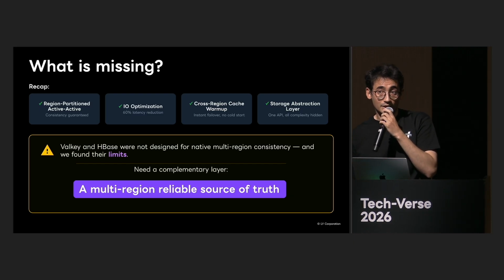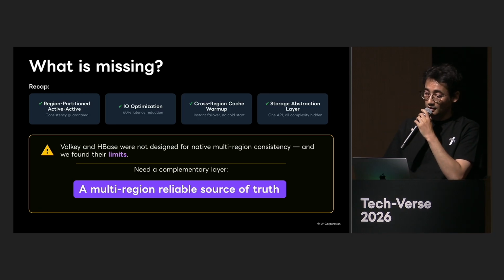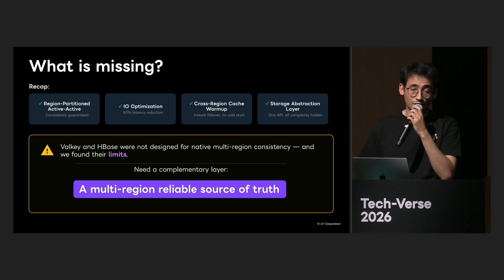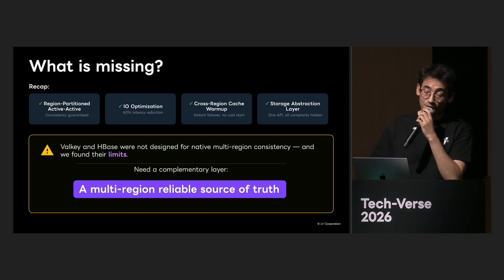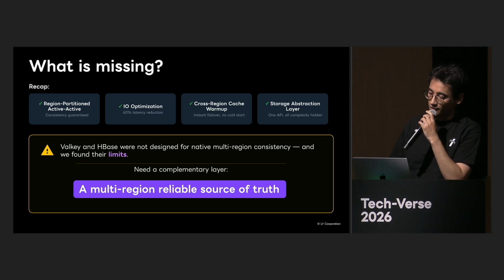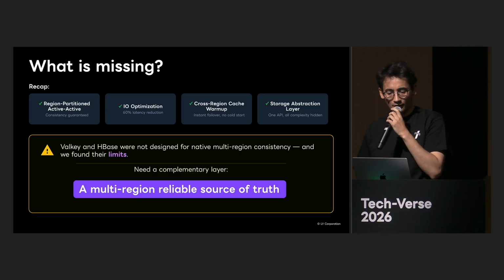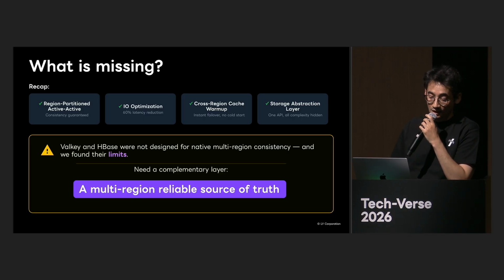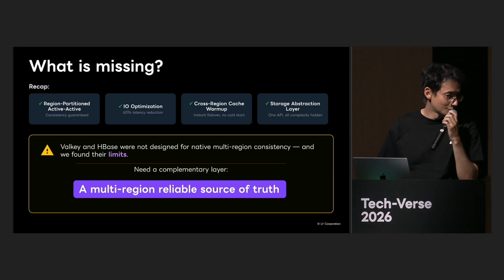But when operating bulky and ACE-based across regions, we found that they have some limitations. They were not designed for native multi-region data consistency. So, to be clear, we are not replacing them. They are amazing tools and will stay with us for a long time. But we need a complementary layer, a distributed source of truth designed for multi-region data consistency. And that's what my teammate will cover now.